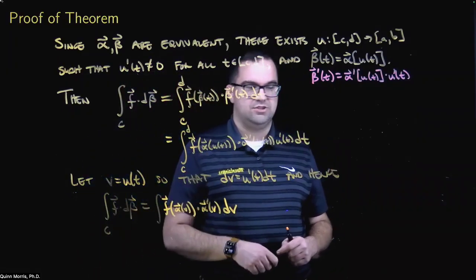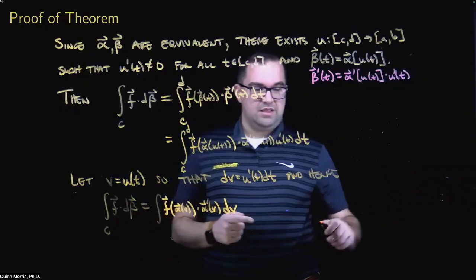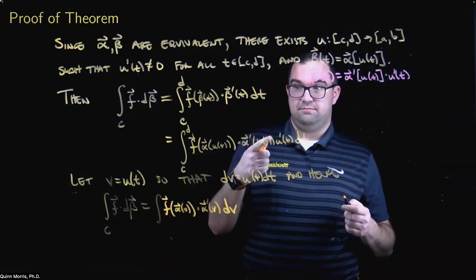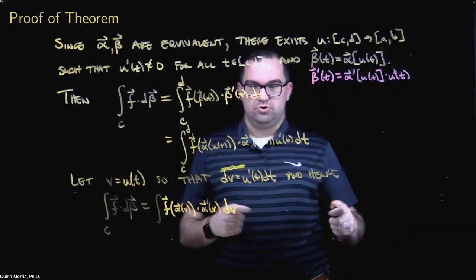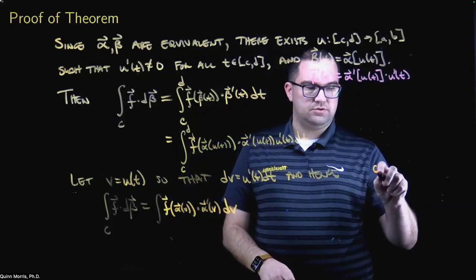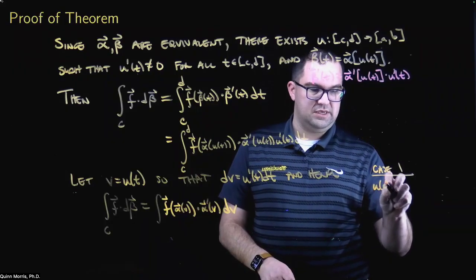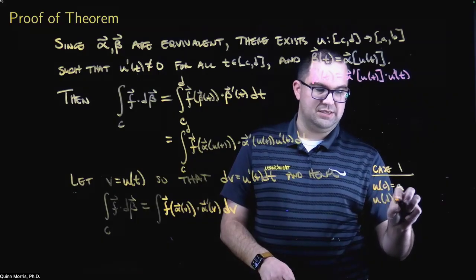And the question is, well, what is u of c? Well, u of c, we saw on the previous slide, right? U of c is either a or b. And u of d is going to be the other one, okay? So you sort of have two cases, right? Case one is u of c is equal to a and u of d is equal to b.